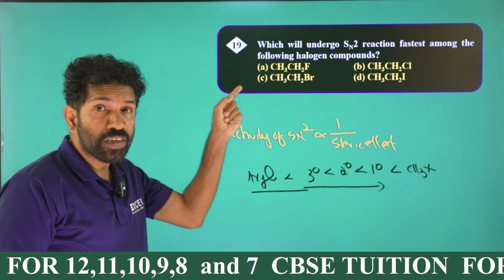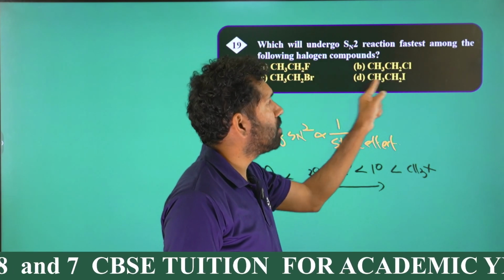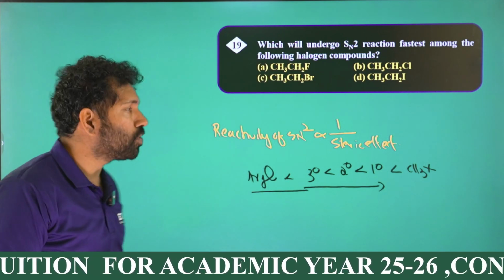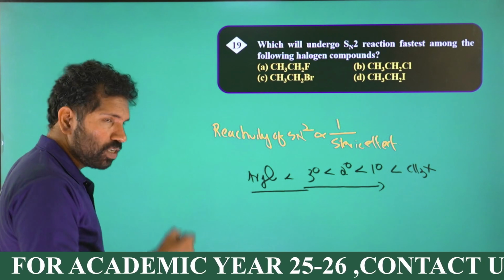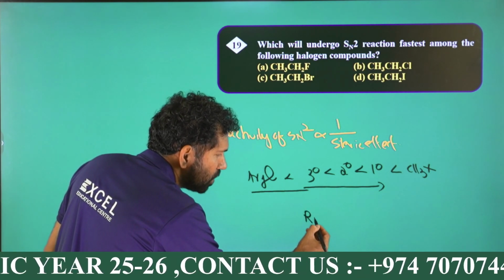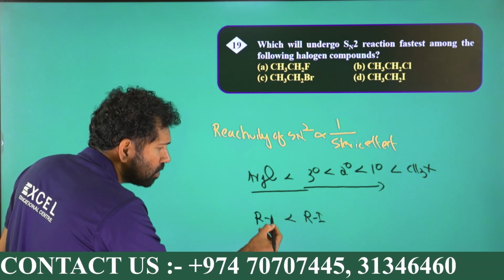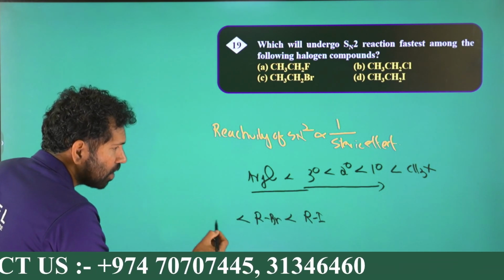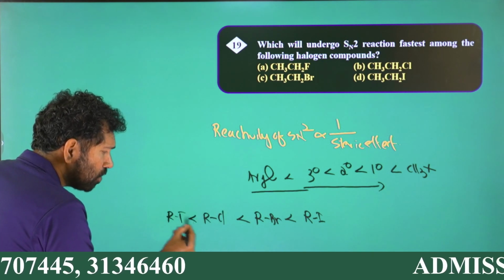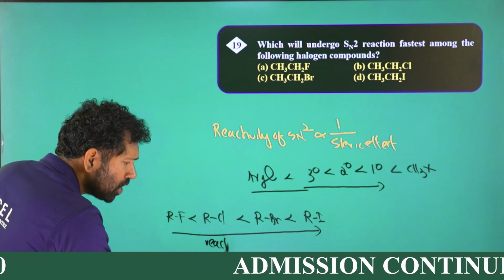Now the question is not based on this. Here all are primary. Fluorine is there, bromine is there, chlorine is there, iodine is there. When all are primary, different halogen atoms are there. One more thing you have to remember: in all reactions, whether it is SN1 or SN2, the order of reactivity of halogen compounds is alkyl iodide, alkyl bromide, alkyl chloride, alkyl fluoride. This is the order of reactivity of halogen compounds in every reaction.